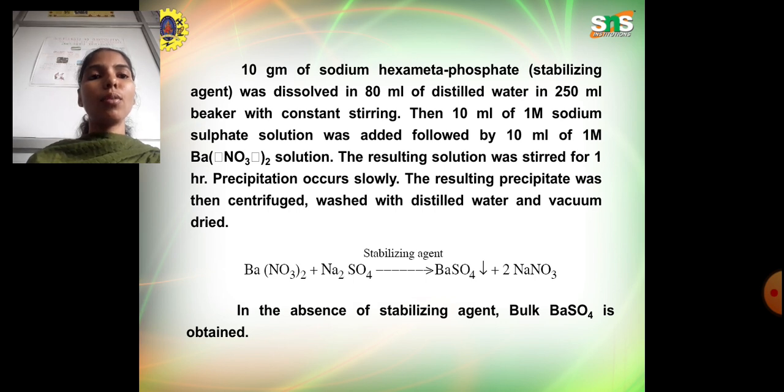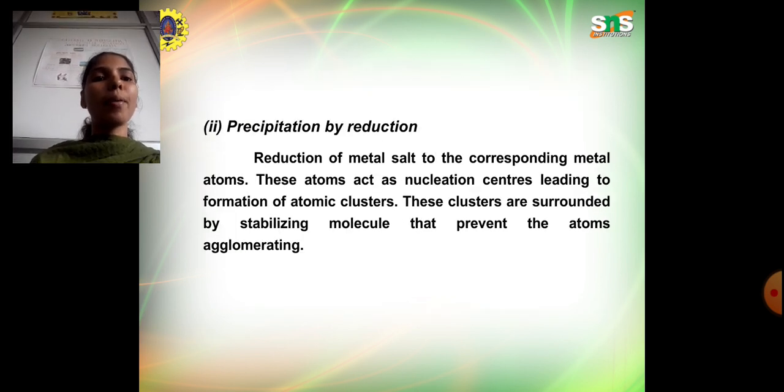Precipitation occurs slowly. The resulting precipitate was then centrifuged, washed with distilled water and vacuum dried. This is the reaction. Barium nitrate and sodium sulfate with stabilizing agent added, and barium sulfate and sodium nitrate formed. In the absence of stabilizing agent, bulk barium sulfate is obtained.